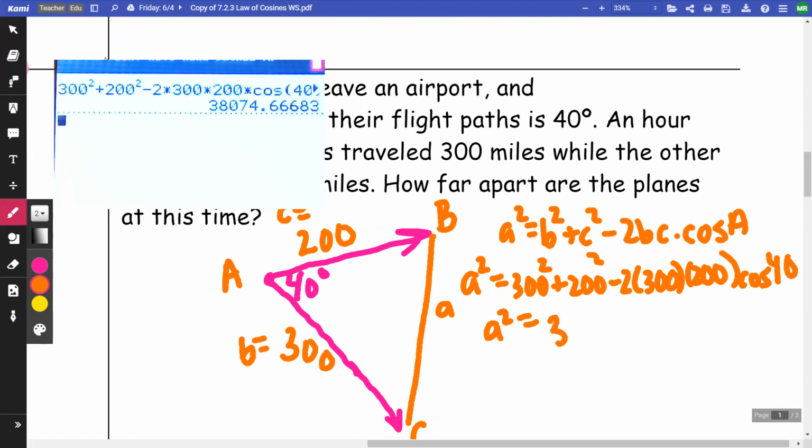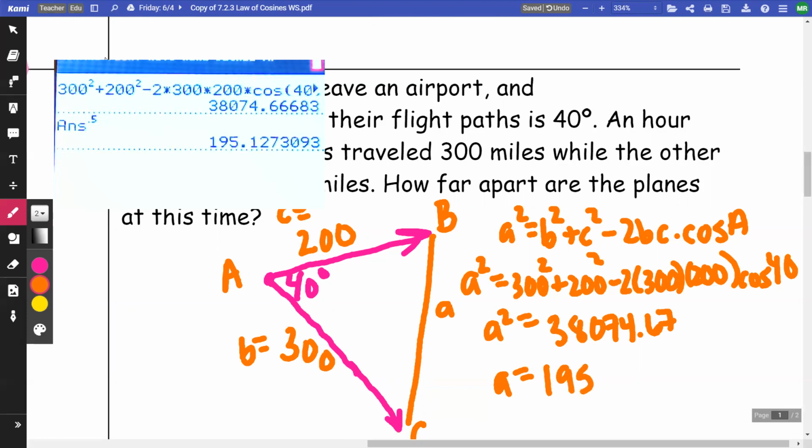So I end up with 38,074.67. I'm going to take the square root of that, and I end up with 195.13 miles as my answer. And that's the end of this video.